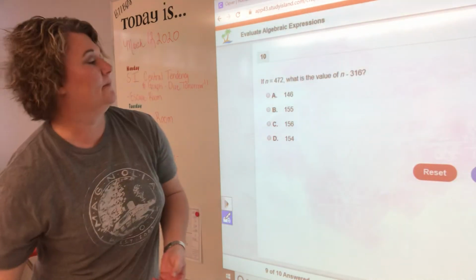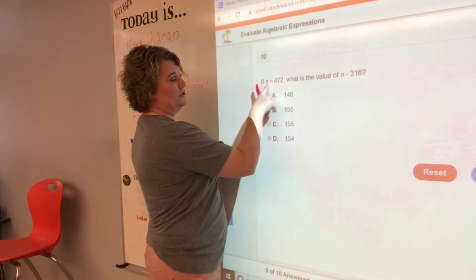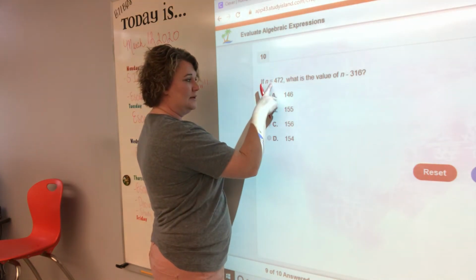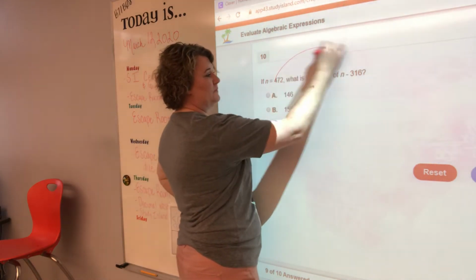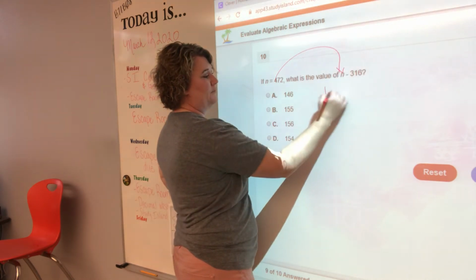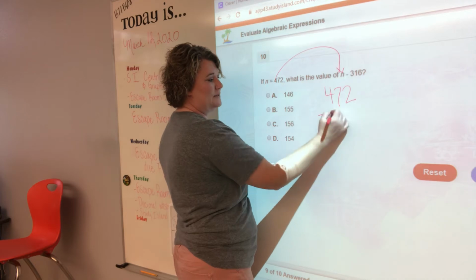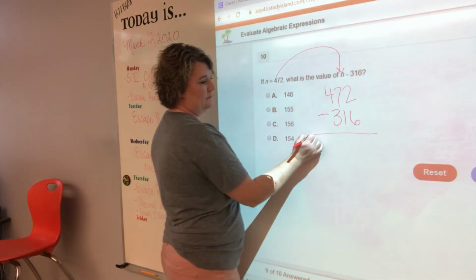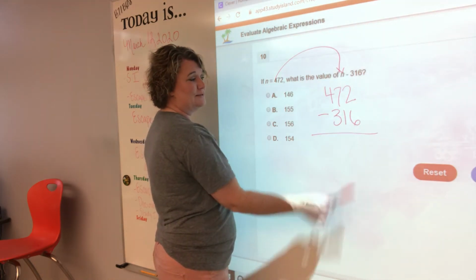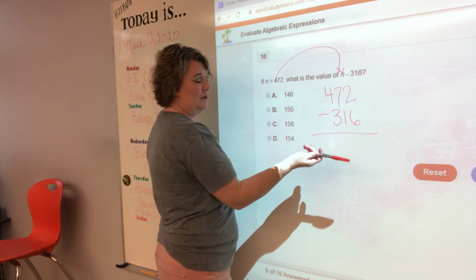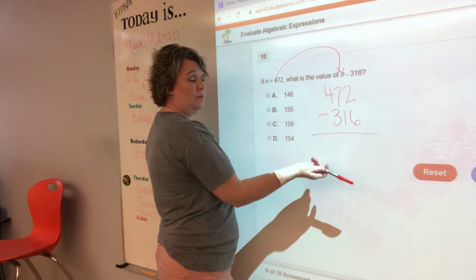And last one. If n is 472, so everywhere I see n, I'm going to have to plug in 472, which means that's right there. So 472, and look, I'm subtracting this time, minus 316. Well, I can't say 2 minus 6. I mean, if I only have 2 cookies at my house, you can't come get 6 from me. But I can go next door to my neighbor.